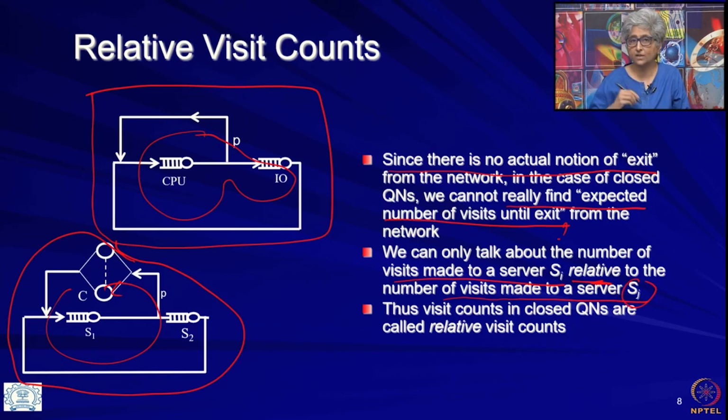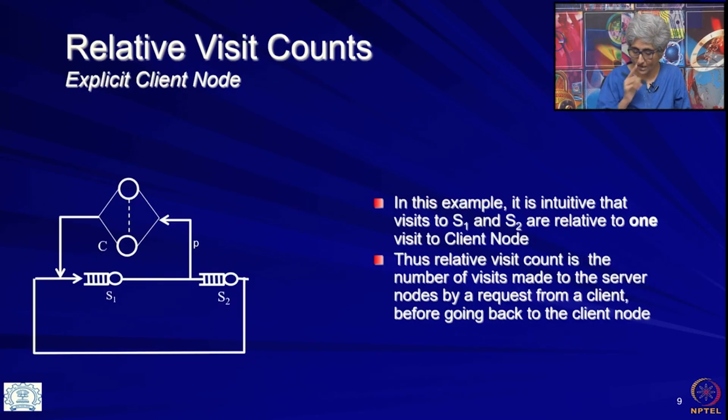In some queuing networks, that is going to be very obvious. So, for example, queuing networks with an explicit client node, it is going to be very intuitive. Okay. This is the one with the explicit client node, and this is the one the CPU IO kind of situation. Okay. So, let us take the explicit client node first. So, in this example, it is kind of intuitive actually. The relative visit counts seems like an unnecessary word actually. It is kind of intuitive that this is the entry and this is the exit, at least from the server part of the network, right.